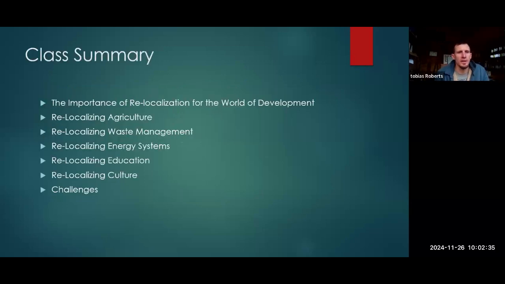So the summary of the class this morning is I want to take a quick look, trying to tie together the idea of relocalization to the world of community development. Relocalization is a word that's gained a little bit of popularity in the past months or years. There are institutions and organizations that are completely devoted to this idea of relocalizing economic life, relocalizing agricultural production, relocalizing our energy systems, relocalizing education, relocalizing cultural pursuits.